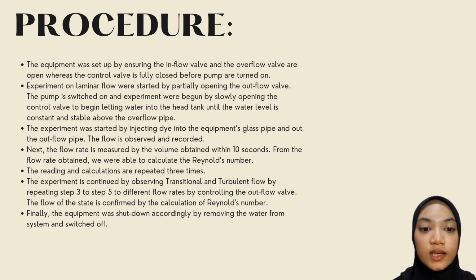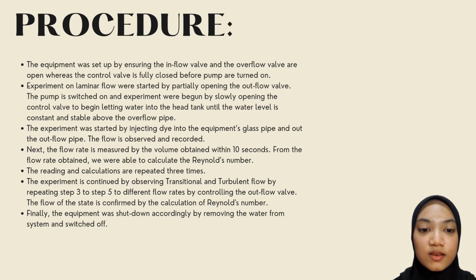The experiment was started by injecting dye into the equipment's glass pipe and out the outflow pipe. The flow is observed and recorded. Next, the flow rate is measured by the volume obtained within 10 seconds. From the flow rate obtained, we were able to calculate the Reynolds number. The reading and the calculation are repeated 3 times.